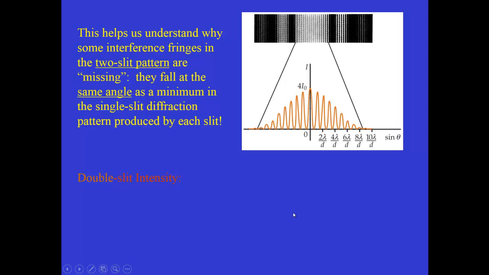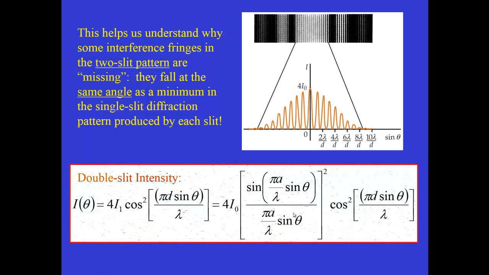So using what we've just calculated from the single-slit diffraction pattern, we can write down a rather complicated but very comprehensive expression for the intensity from a double-slit pattern. We started off by writing I of theta as 4 times the intensity from a single source times this cosine squared term. Now we're going to replace I1, the intensity from a single slit, with the expression we had for the intensity of a single slit. So I1 becomes I0 times the sine of this quantity over that argument, squared.